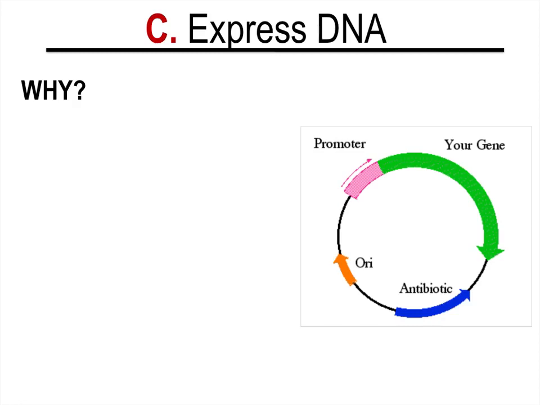Another biotechnology application is when scientists want to express DNA, so make a product from the DNA information. Now, why might you want to do this? Perhaps you might want to make medicine. So, for example, the first human drug that was manufactured in this manner that we're going to talk about was human insulin. Before it was manufactured in this way, they used to have to get it from animals or cadavers in order to treat patients with, for example, type 1 diabetes.